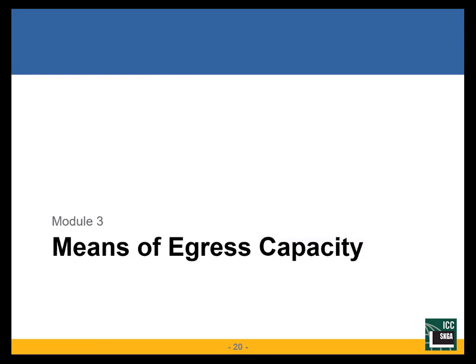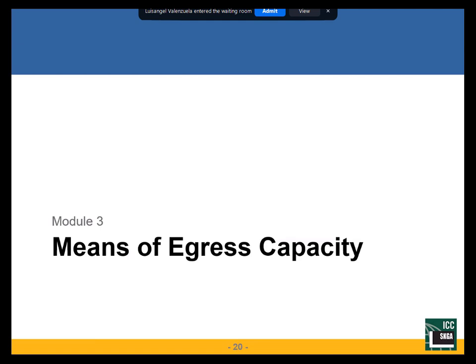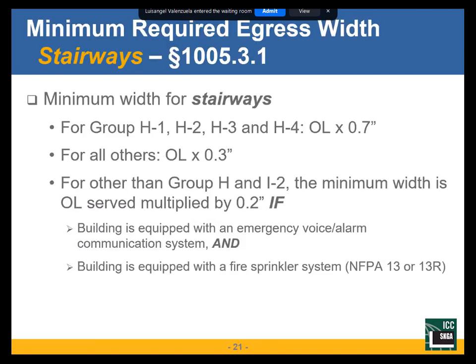So when we're looking at the capacity in the code, the capacity is how many people a doorway can handle, how many people the stair can handle, how many people the corridor can handle. We're looking at the capacity in the means of egress. And we're going to look at that width, how many inches. We're looking at that width based on the occupant load. But there are also some minimums we have to comply with, but we look first at the occupant load.